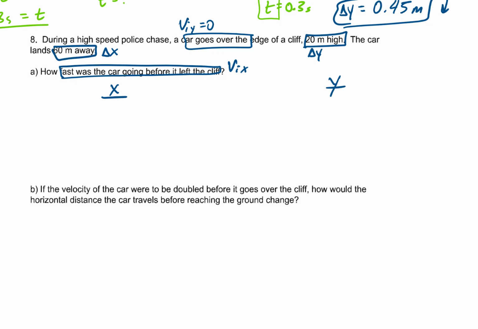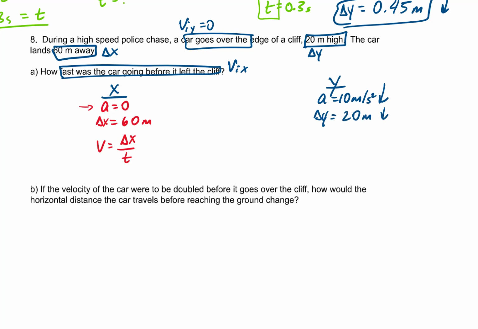So we have x stuff and we have y stuff. We know that our acceleration in the x direction is 0. From the problem, we see that our delta x is 60 meters away, and if we want the velocity, it's going to be delta x over the time. That's what we can use when the acceleration is 0, but we need the time. In the y direction, the acceleration is 10 meters per second squared down. The delta y is 20 meters, that's also down, and the initial velocity in the y direction is 0 meters per second. I can use all of that information to find the time.